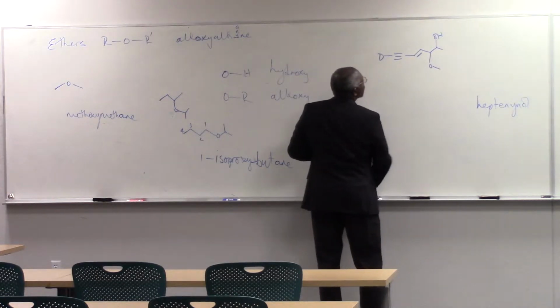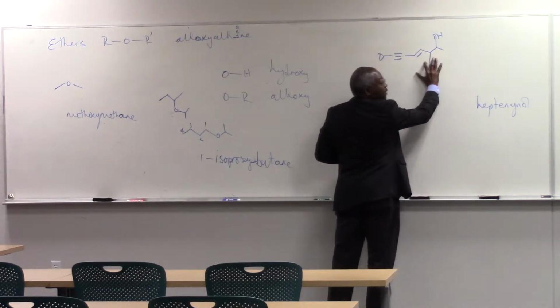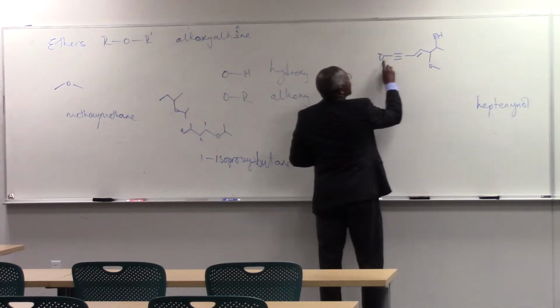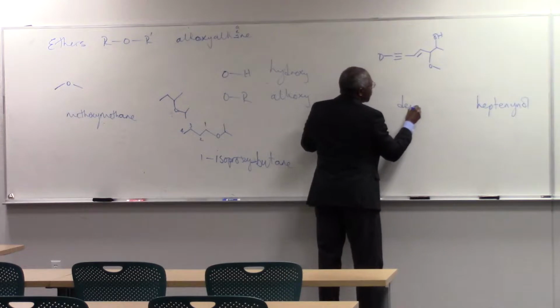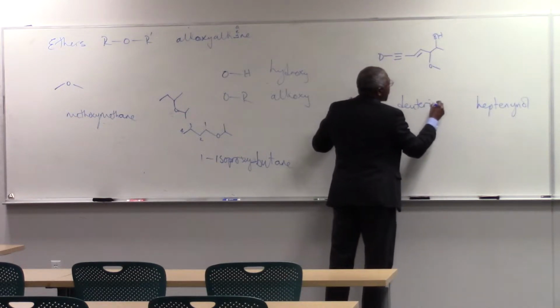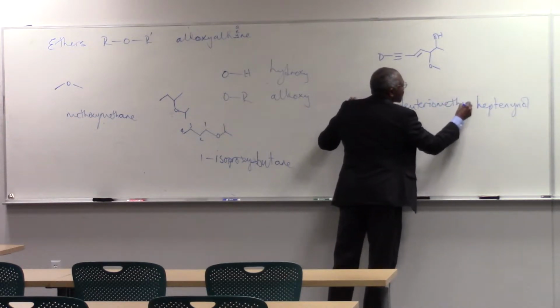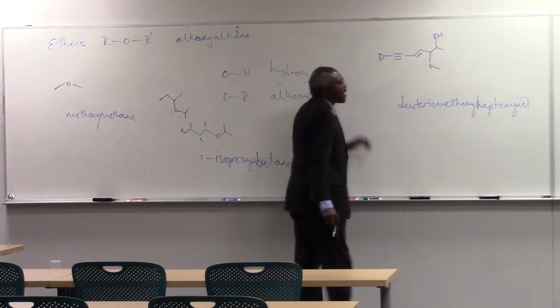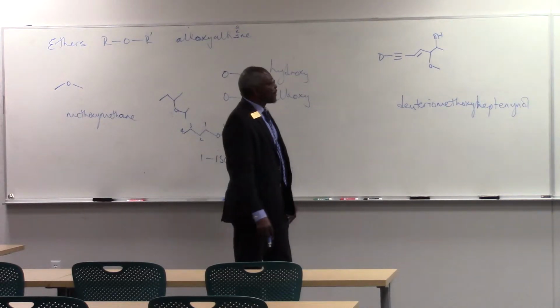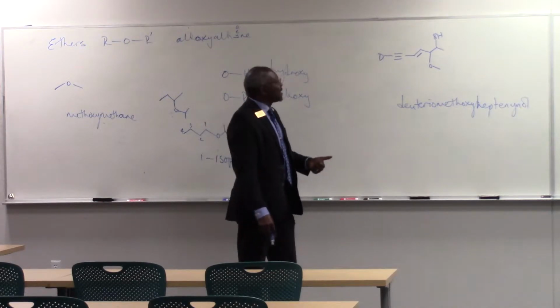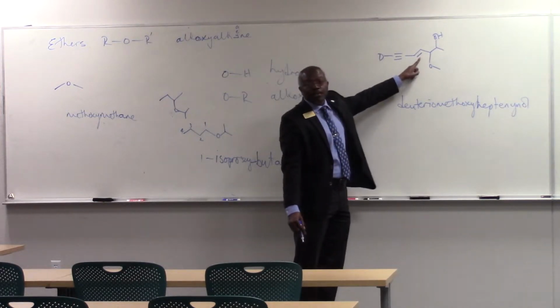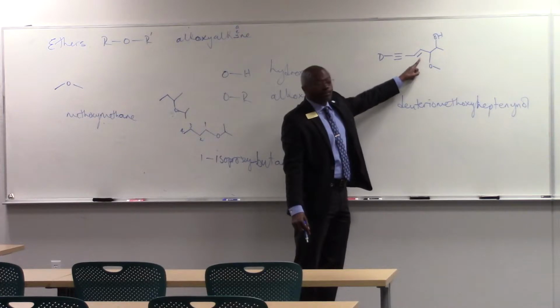It also has a methoxy group and a deuterio group. So this is a deuterio methoxy heptenynol. So what do I need now? I need locants, and I need a configuration for the carbon-carbon double bond.